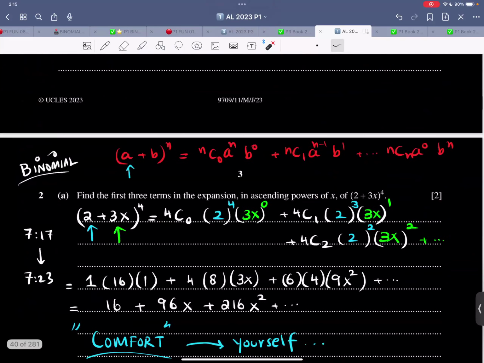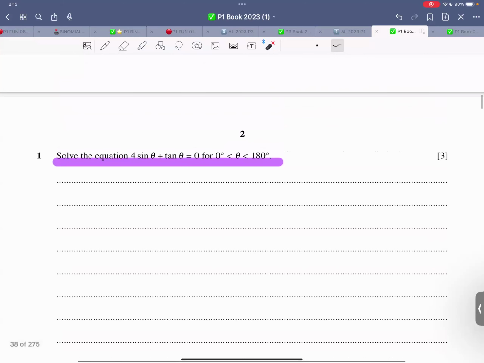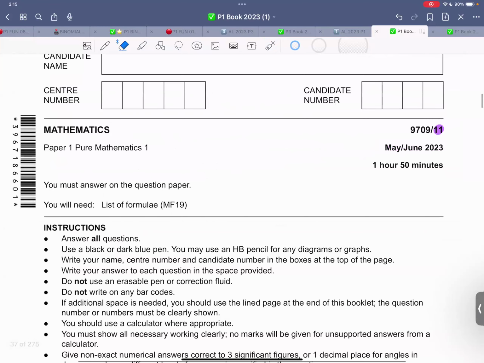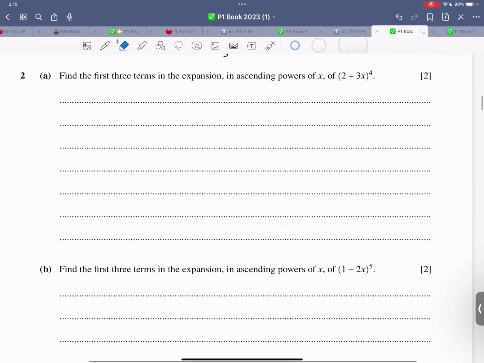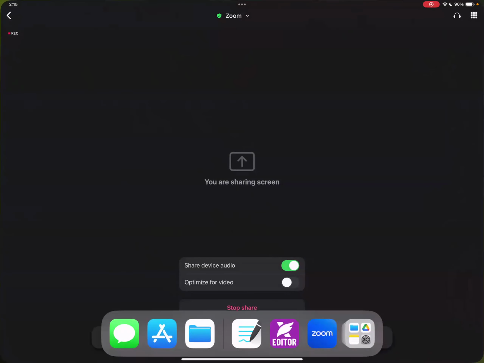Let's move on. The second question, let me read it from here. So I want to read the question from a blank thing so that you don't get overwhelmed by the solution. You just first have a good look at it. Now, question number 2, part A. It says, find the first 3 terms in the expansion in ascending powers of x. And let me just check one thing. Okay, all good, all clear.